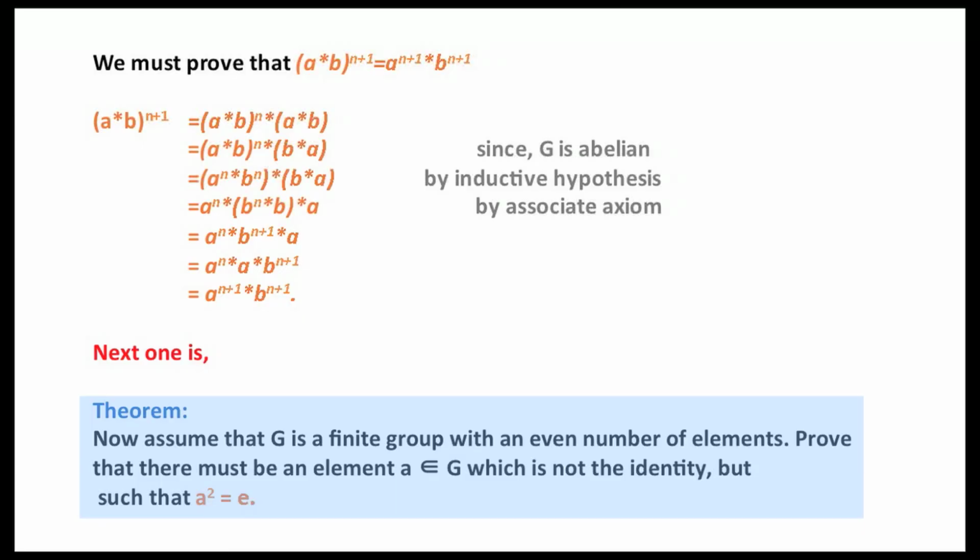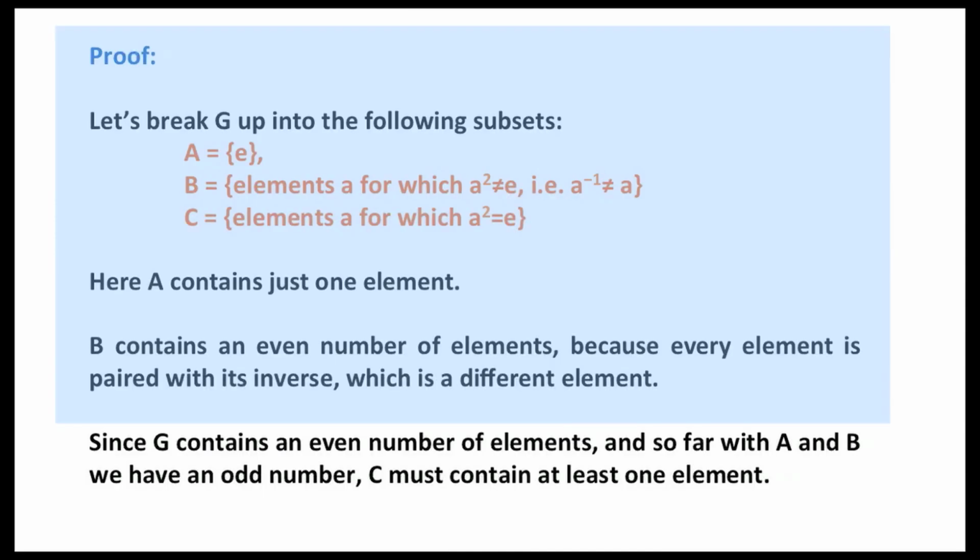Next one is a theorem. Now assume that G is a finite group with an even number of elements. Prove that there must be an element a belongs to G which is not the identity but such that a squared is equivalent to e. Proof. Let us break G into some subsets. A is equivalent to the element e.